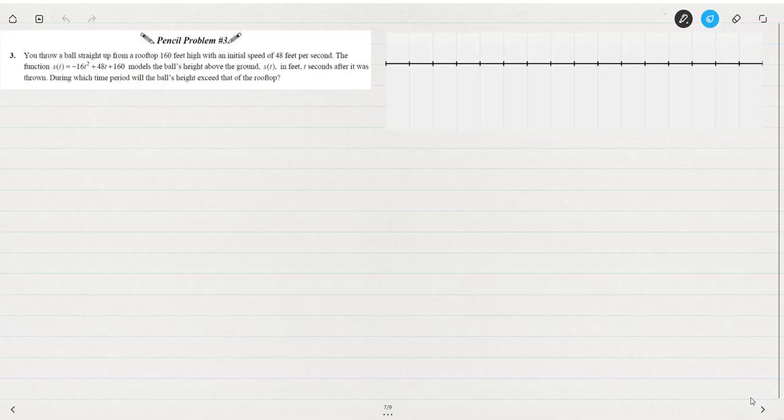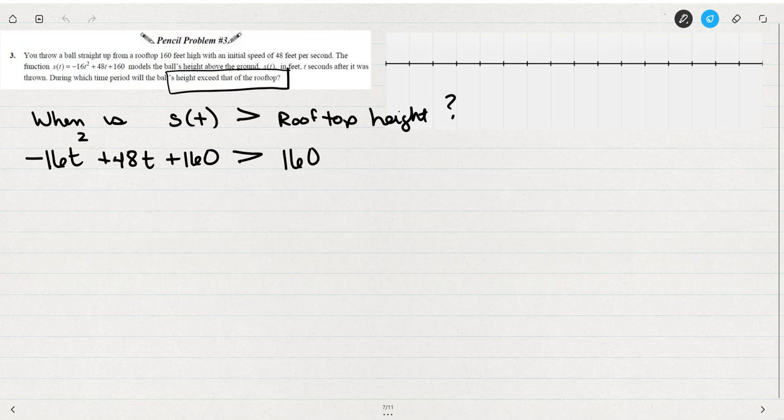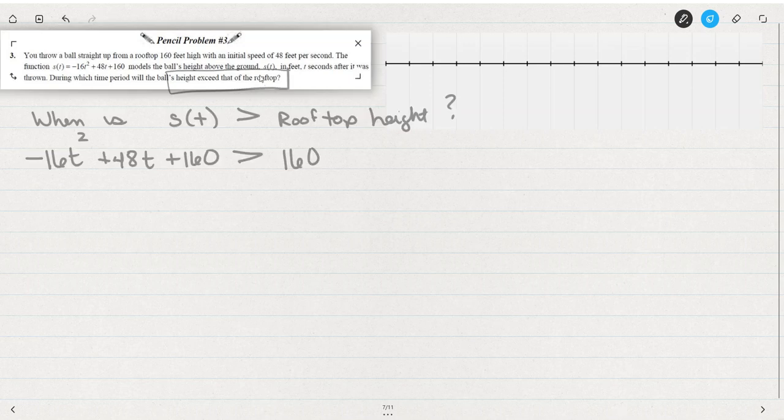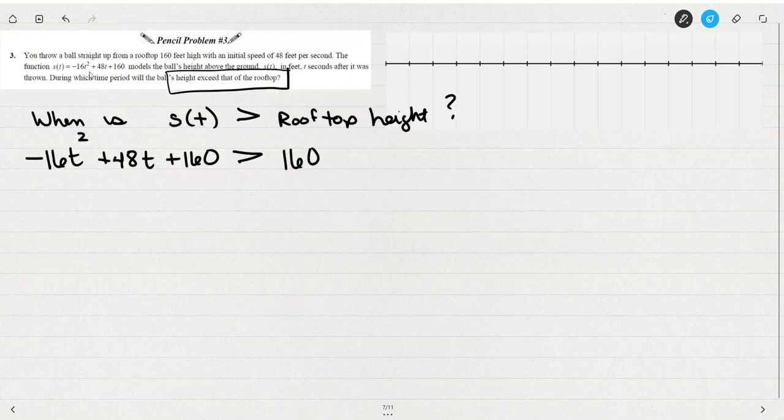Let's try one last example here. We've got an application problem that we're going to solve using an inequality. When we look at this application, the question is, during which time period is the ball's height higher than the rooftop? So if S of t, negative 16t squared plus 48t plus 160, is modeling the height of the ball, and 160 is the height of the rooftop, then what we're looking for is when is S of t greater than 160.